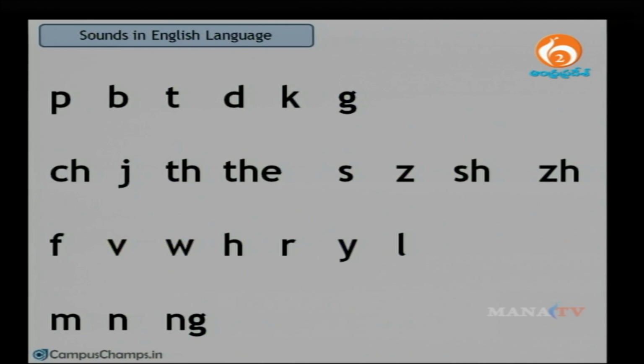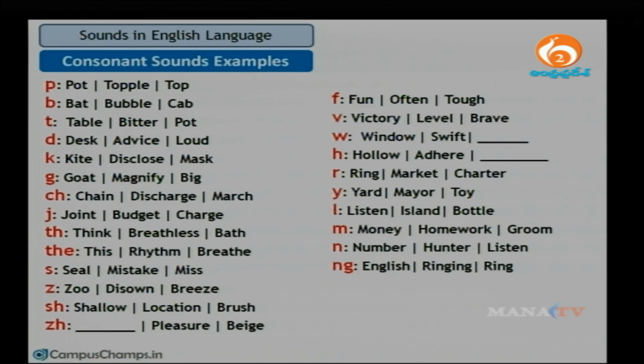I am going to read the sounds once again. Line number 1. P, B, T, D, K, G, Ch, J, Th, Th, S, Z, Sh, Zh, F, V, W, H, R, Y, L, M, N, Ng. Now, let us look at the examples. I am going to go very slow so that you can understand.